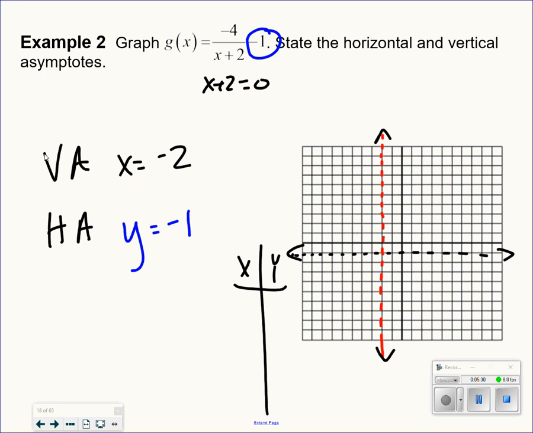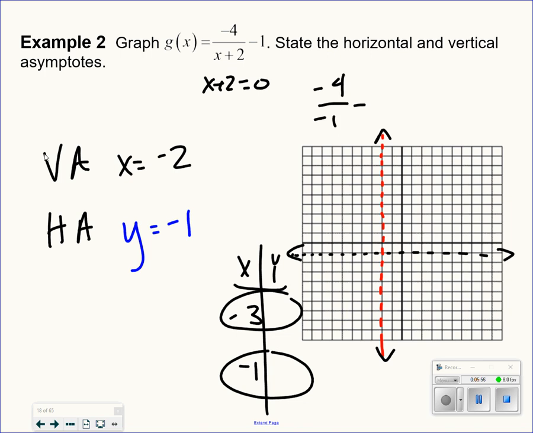Here's the only thing I would say: pick one number on either side of the vertical asymptote. So -3, that would be smaller than -2, and -1, that would be bigger than -2. And once you have one point, I can tell you what the rest are going to be. So here we go. Let's plug this in. -3 plus 2 would be -1. And so then -4 divided by -1 is 4, and 4 minus 1 is 3.